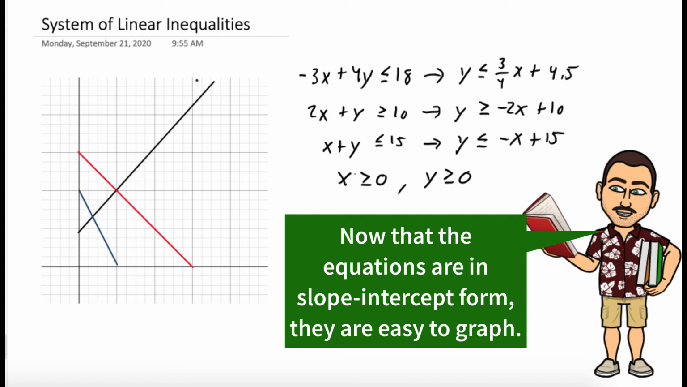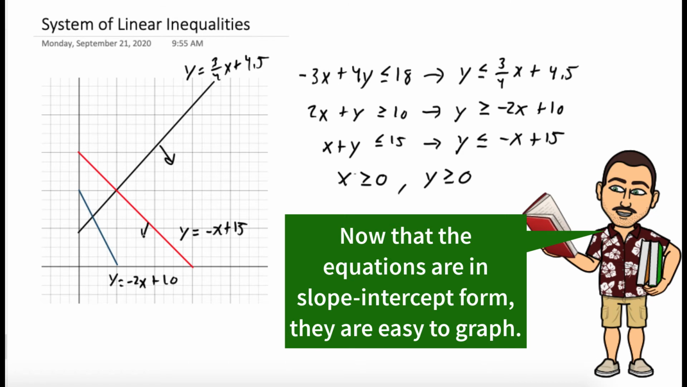To make our lives easier, let's label each of the lines. So this black line is y equals 3/4 x plus 4.5. Right? We're going to label them because eventually we want to find where the lines intersect. This is the line y equals minus x plus 15. The blue line is the line y equals minus 2x plus 10. And then the horizontal line is y equals 0. The vertical line is x equals 0.